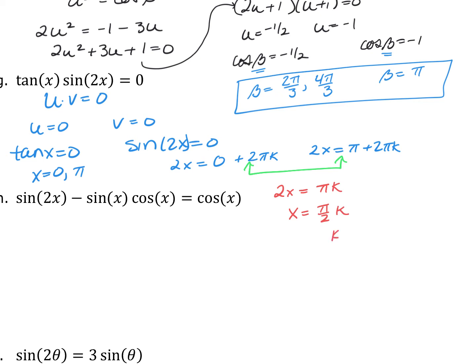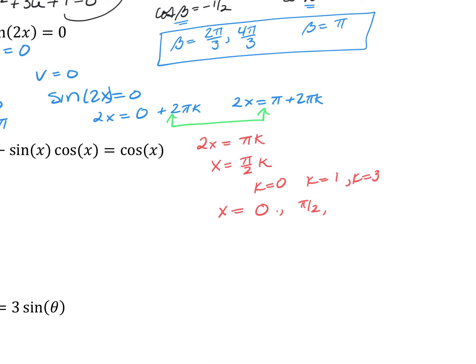So I have to go through the iterations. When k is equal to 0, I get 0. When k is equal to 1, I get pi over 2. When k is equal to 2, I'm going to get pi. When k is equal to 3, I'm going to get 3 pi over 2. Oh, I dropped the 2. Look at that. Didn't think I needed the 2.